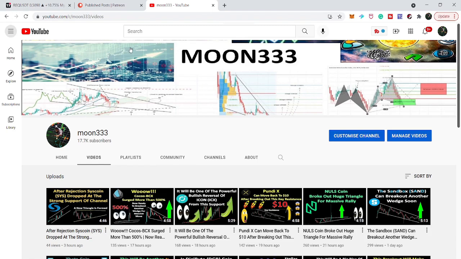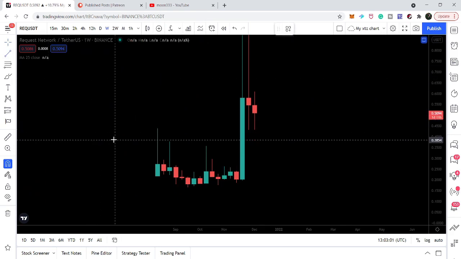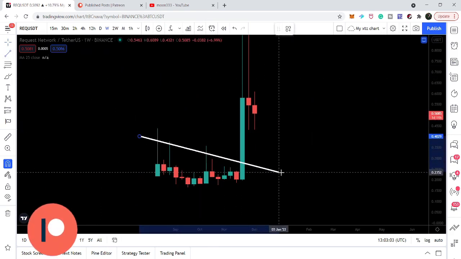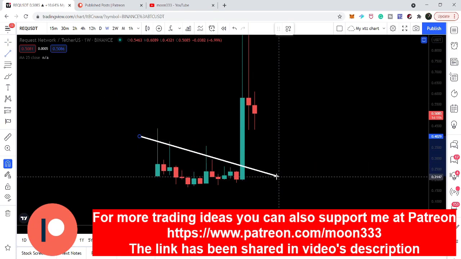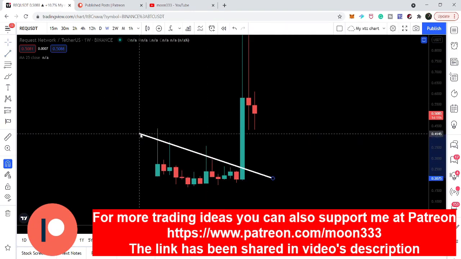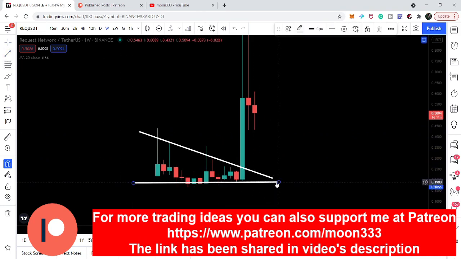The price line of Request Token is breaking out another triangle. Previously on the weekly time frame, it broke out a descending triangle. This was the resistance of the previous triangle, and let me just show you the support as well. This was the resistance and this was the support of this descending triangle.